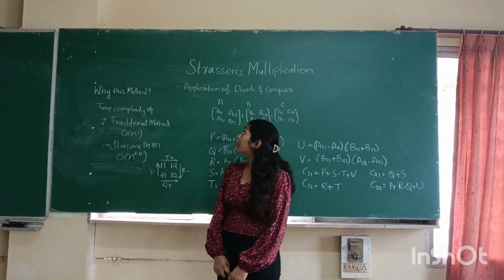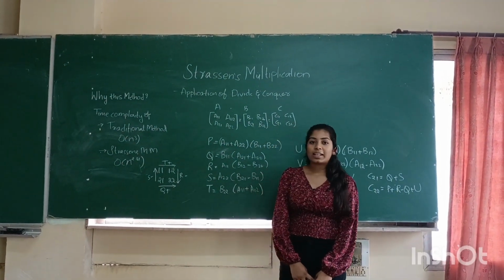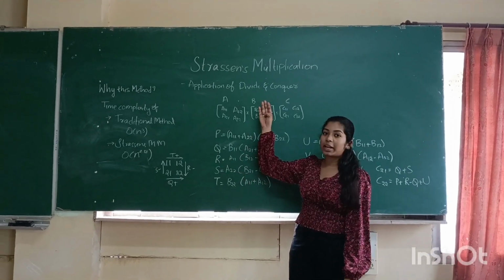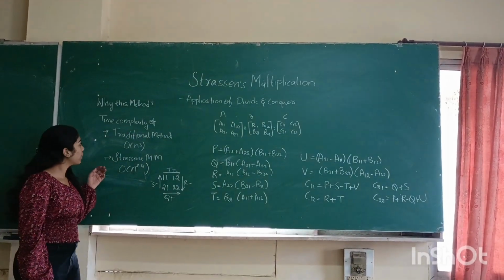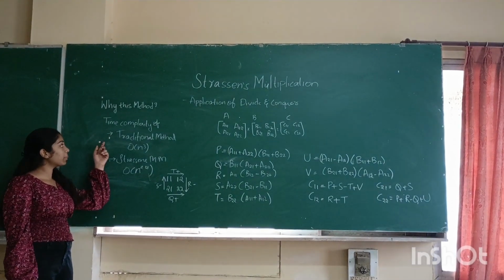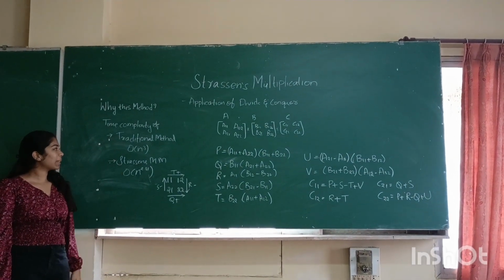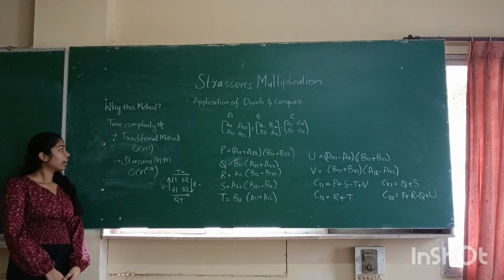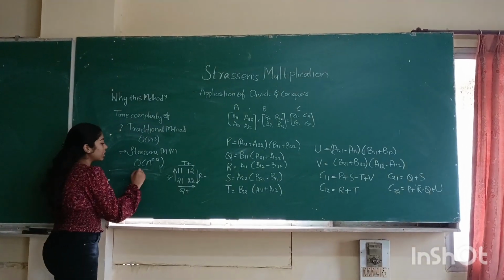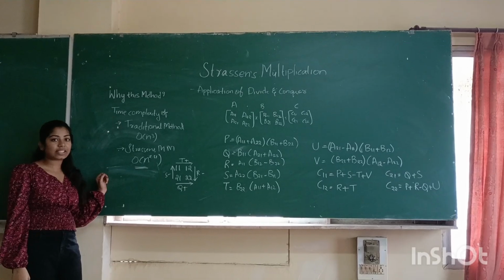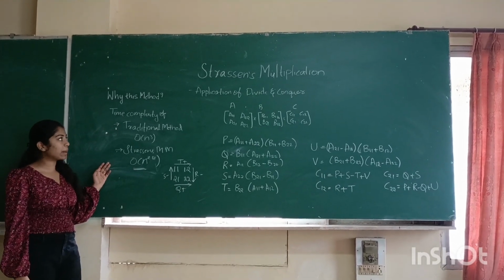Today my topic is about Strassen's multiplication. As you can see, this is an application of divide and conquer. Why will we choose Strassen's multiplication? Because the time complexity for traditional multiplication is O of n cube, whereas for Strassen's it is O of n power 2.81, which is very efficient and a very fast calculation. So we'll choose this method.